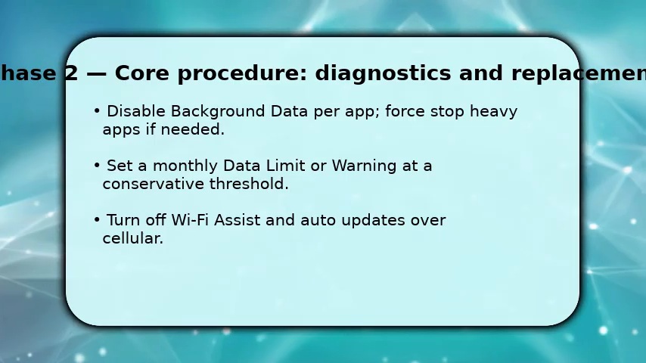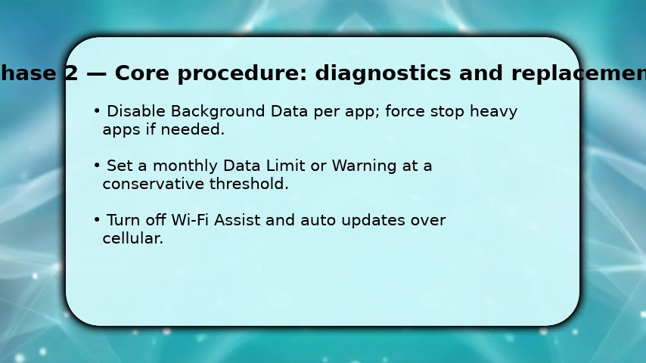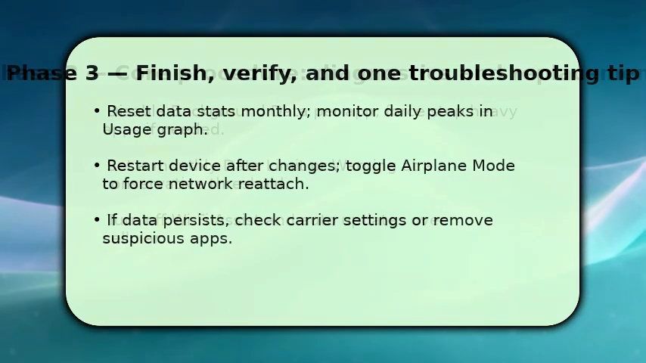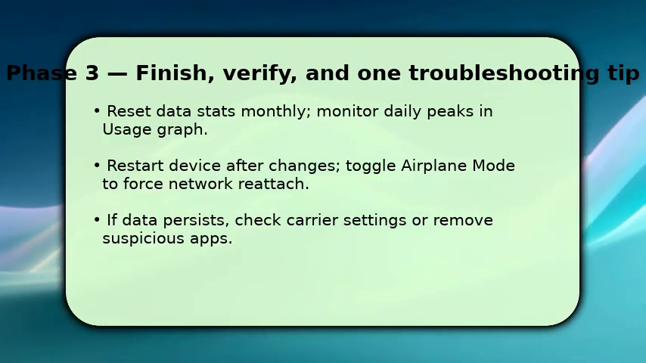Finally, review sync settings for mail and social apps so they fetch manually or less frequently. Finish by resetting the data statistics so your limits and warnings align, then monitor daily peaks to confirm reductions.